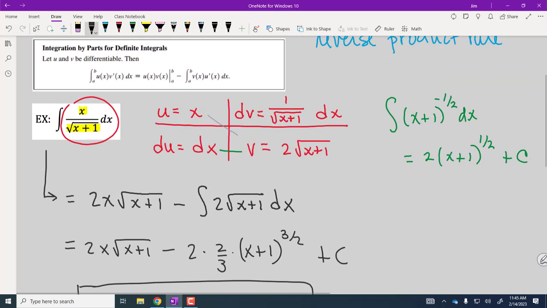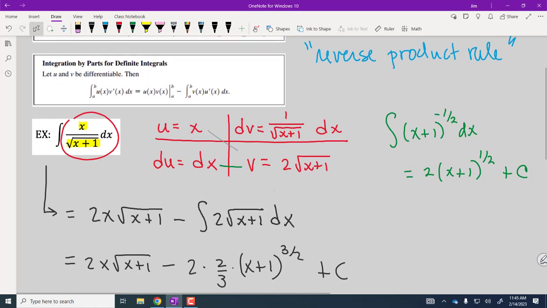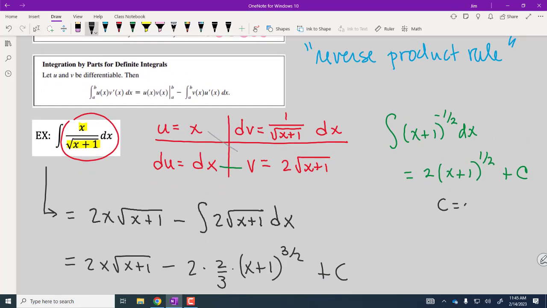So up here, when you do this integration, you can always choose c to be 0. If you want to pick something else, you can, but pick 0. Yeah, if you pick 0, it's always going to work.